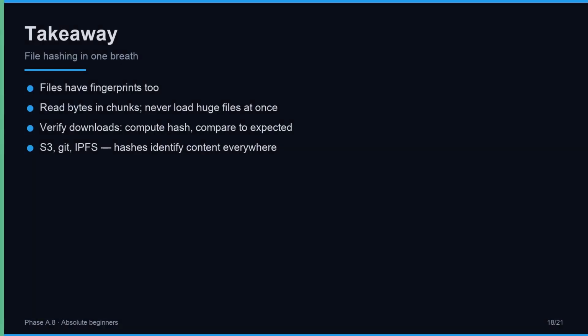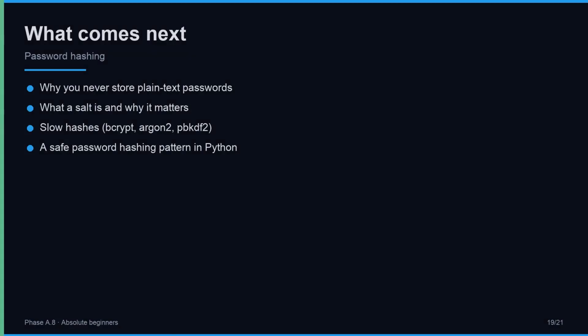In one breath, files have fingerprints too. Open read binary, read in chunks, update the hasher, read hexdigest. Verify downloads by comparing the computed hash to the published one. The same idea powers S3 ETags, Git commit IDs, IPFS content addressing, and every integrity check on the internet. Hashing strings and files is the foundation. Files have fingerprints.